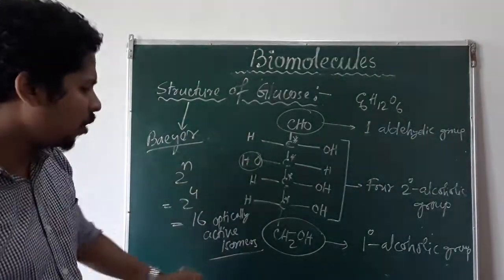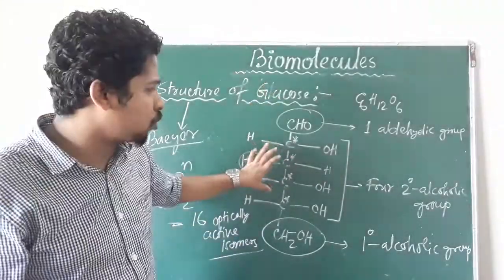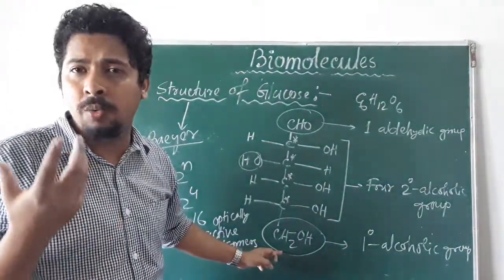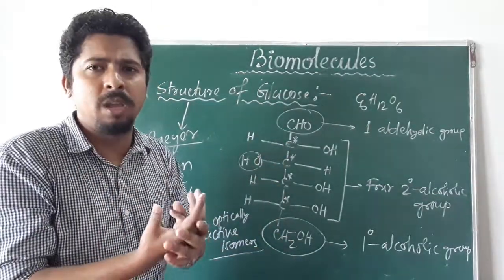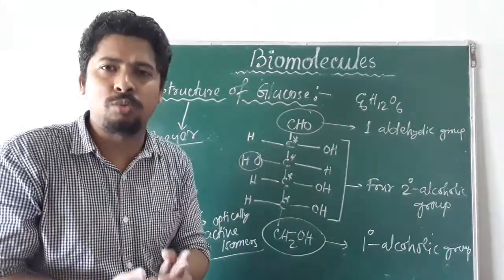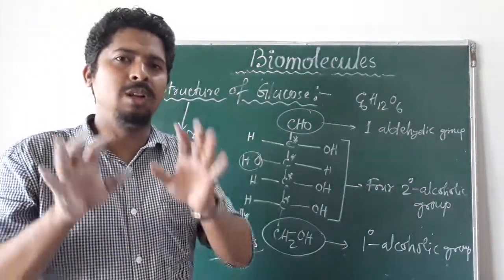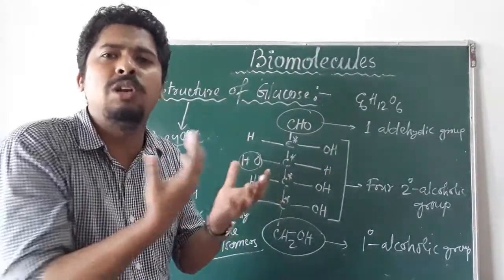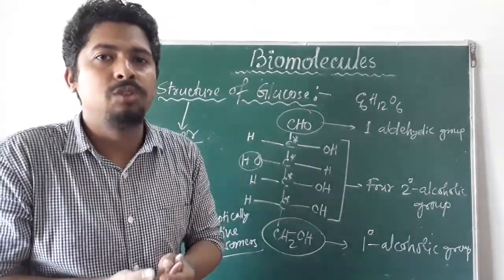Now how can we confirm that this glucose contains an aldehyde group, that it contains 2-degree alcoholic groups, and that it contains a 1-degree alcoholic group? The structure and these functional groups can be determined with the help of various tests. We are not going to discuss that in today's class. We will discuss how the presence of these functional groups can be tested or determined in our next class. So for today's class, up to this.